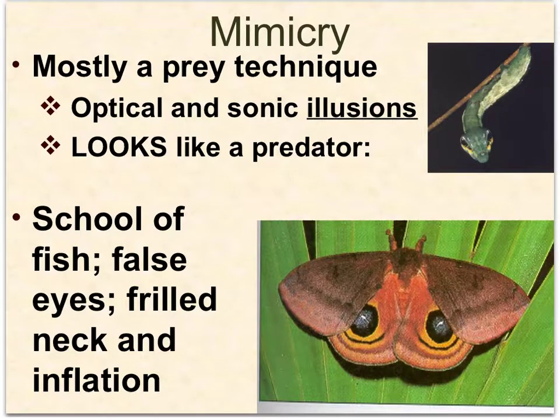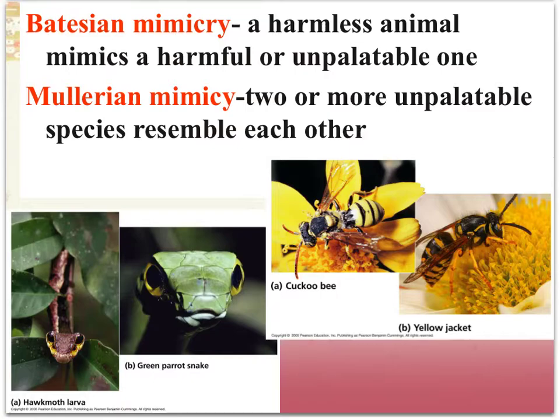Mimicry is mainly a prey technique, and essentially it's copying something. So they use optical or sonic illusions to copy or to look like a predator. Some use schooling or false eyes here, like this moth. Frilled neck and inflation, all different types of mimicry.